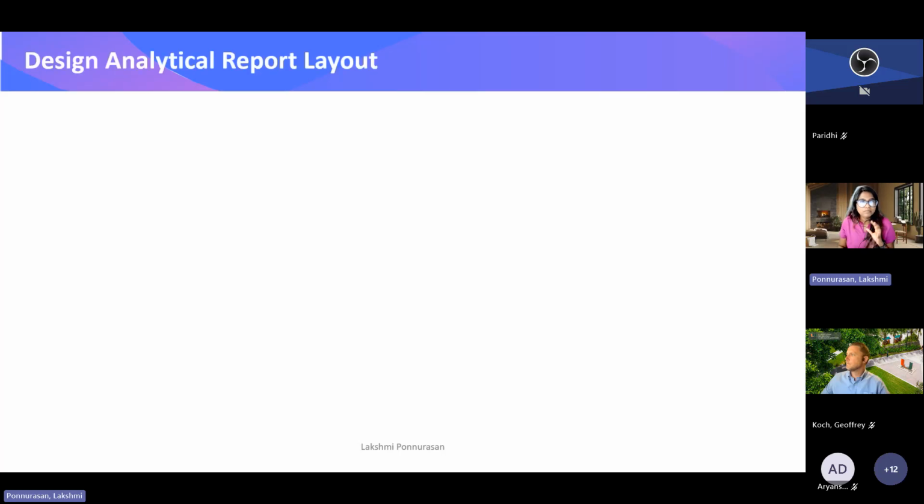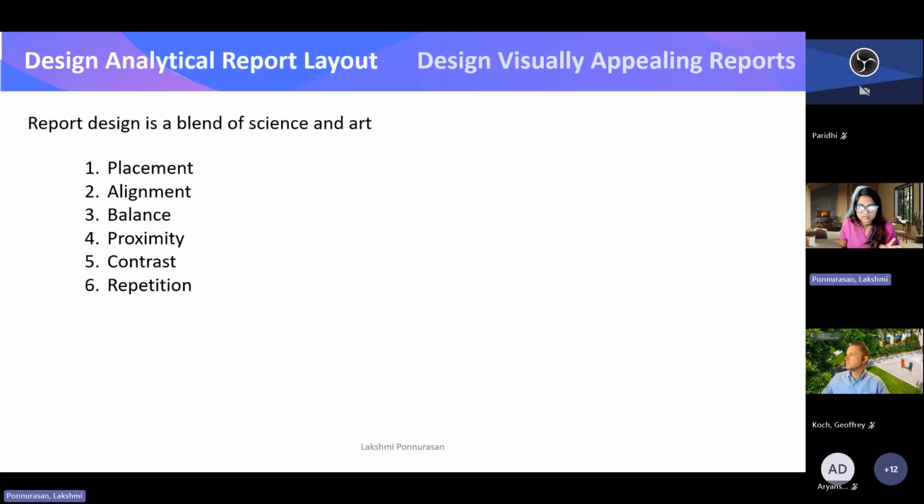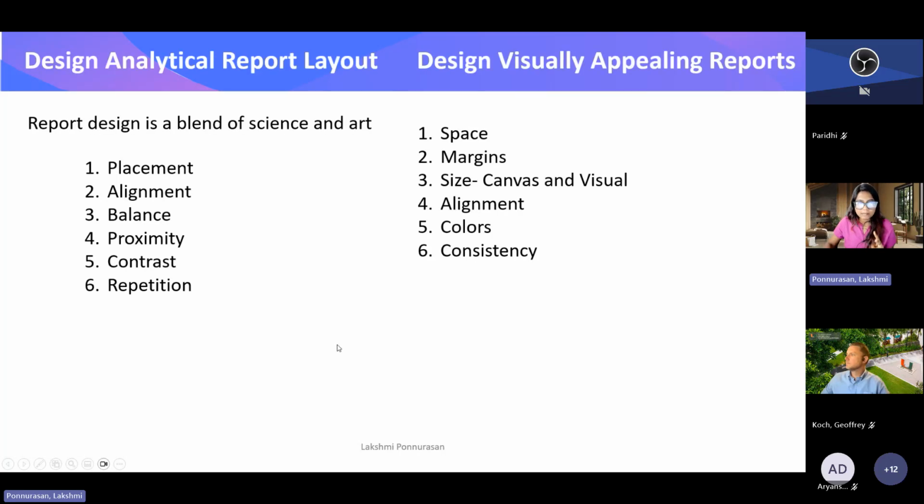Next, there are two things you need to remember. Whenever you're trying to design an analytical report layout, first you need to understand a couple of things: placement, alignment, balance, proximity, contrast, repetition. When you're trying to create a visually appealing report, just by adjusting the space, margins, size, alignment, and colors, and keeping them consistent, you're going to make it better. Not going too deep into the storytelling part right here.